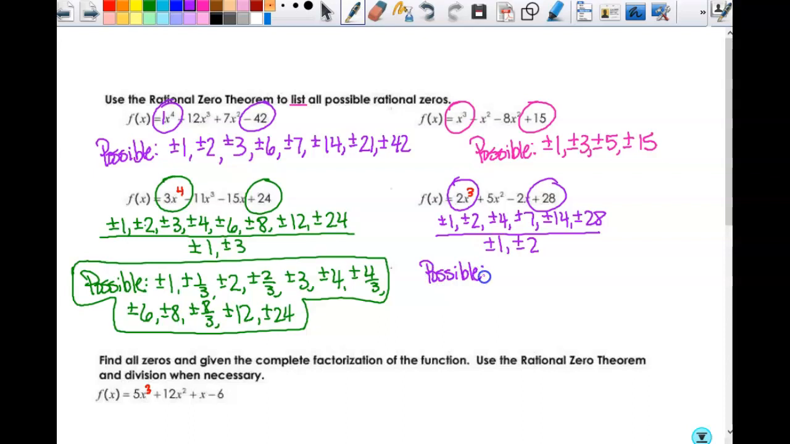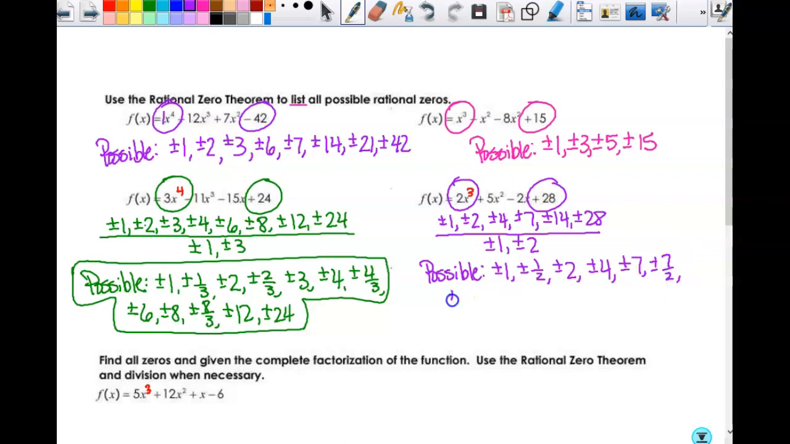are 1 over 1, plus or minus 1. 1 over 2, plus or minus 1/2. 2 over 1, plus or minus 2. 2 over 2, that's 1. I already got it. 4 over 1, 4 over 2 is 2. I already got it. 7 over 1, 7 over 2.